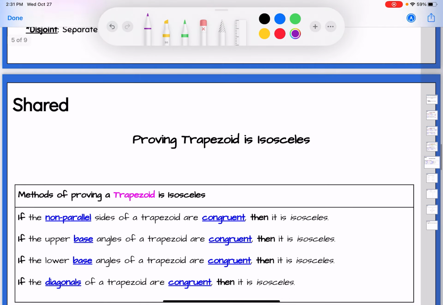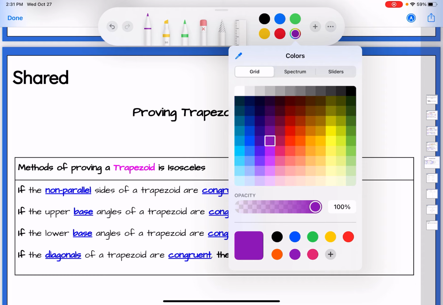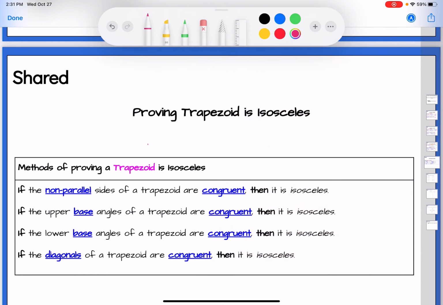The only thing that we have left is the trapezoids. Now, all we have here is methods of proving an isosceles trapezoid, but that's because really the only way to prove that you have a trapezoid is to prove that you have only one pair of opposite sides parallel. So the other pair has to be not parallel.